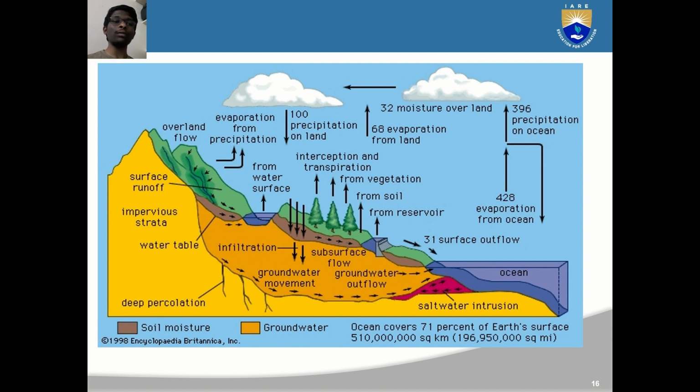Here there are many stages of filtration and infiltration of water in the layers of soil. Groundwater plays a major role as a source of water for domestic purposes. Brown indicates soil moisture, orange indicates groundwater. Ocean covers 71% of Earth's surface, nearly 196 billion square meters.